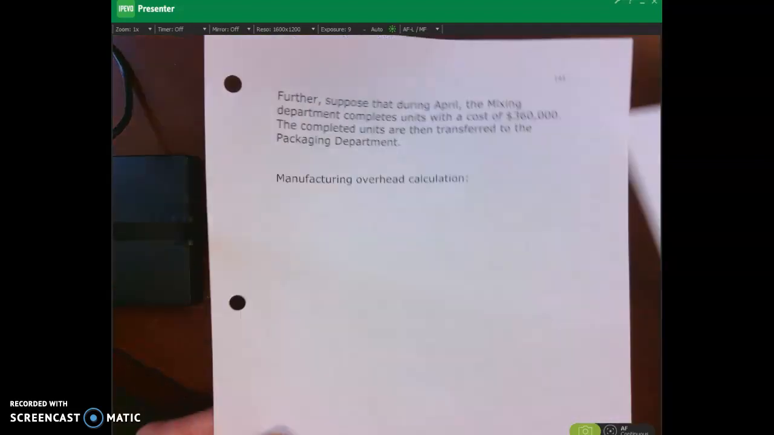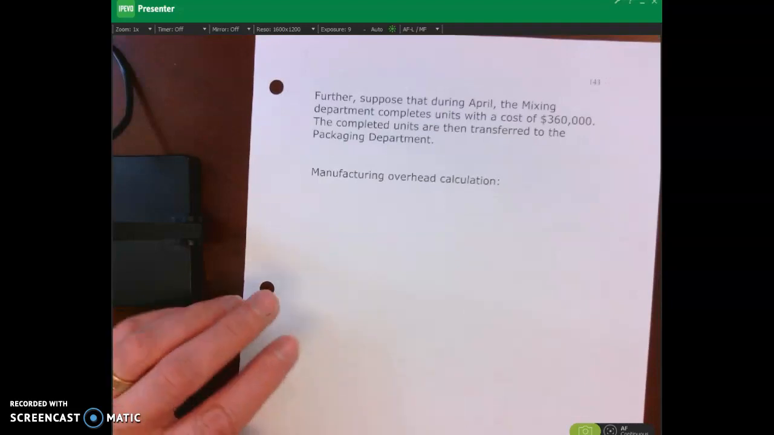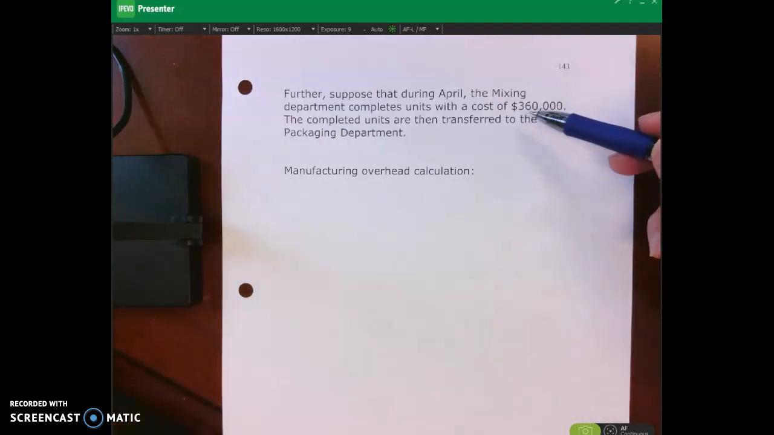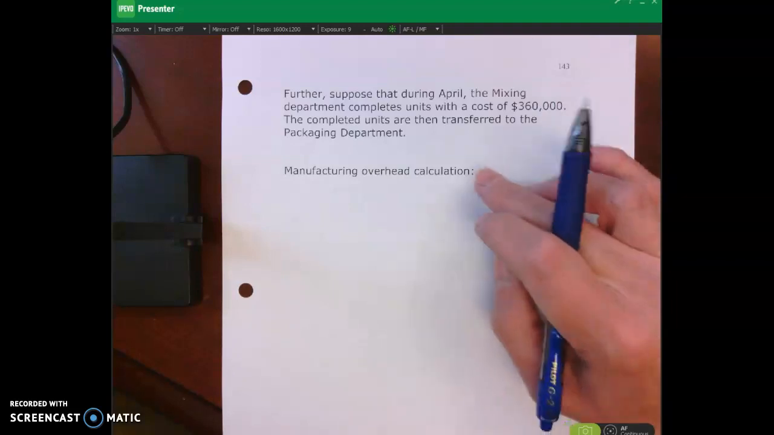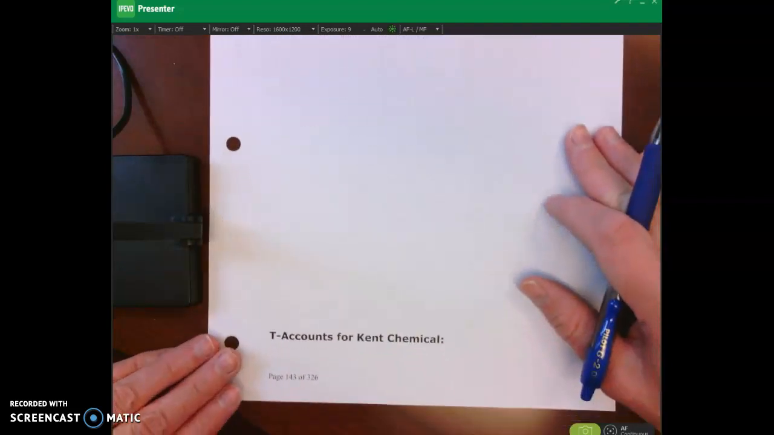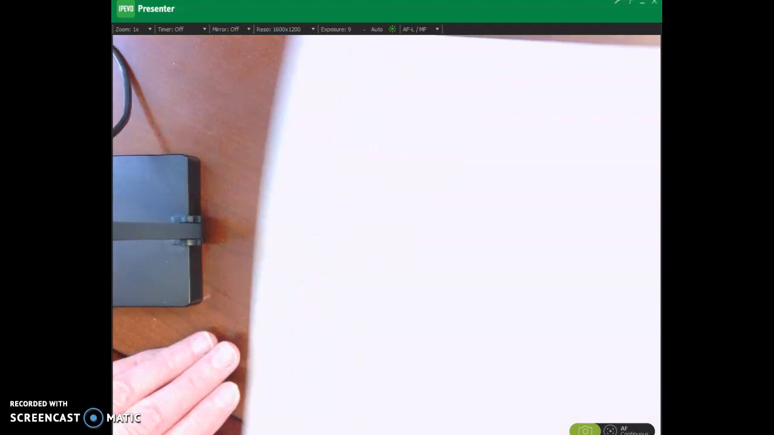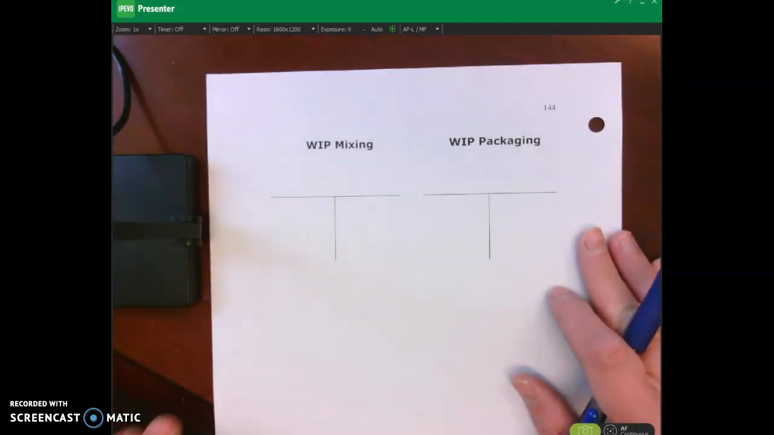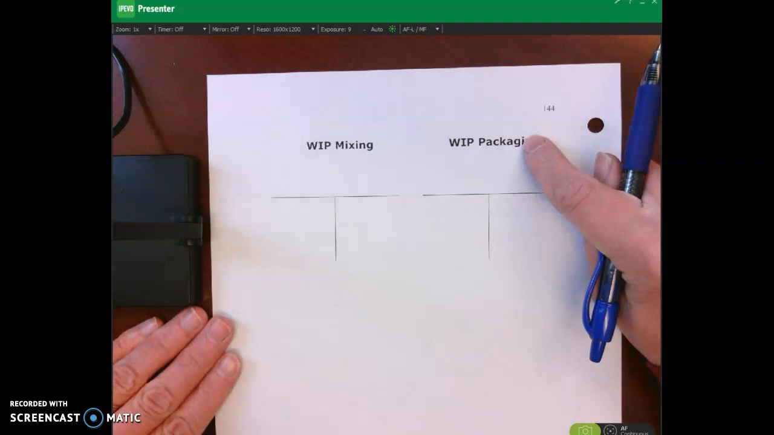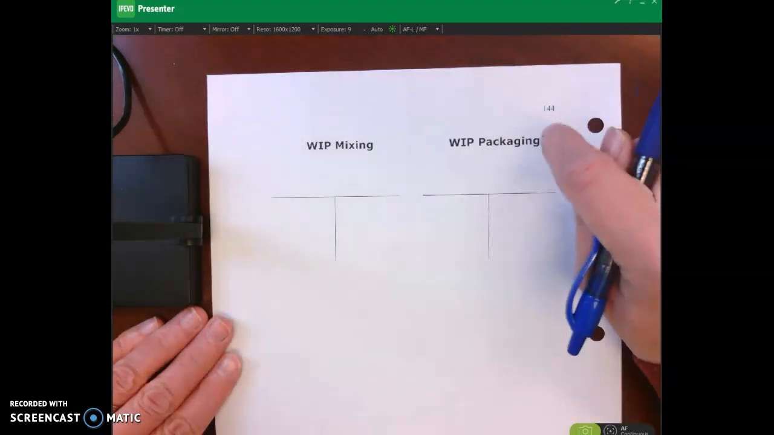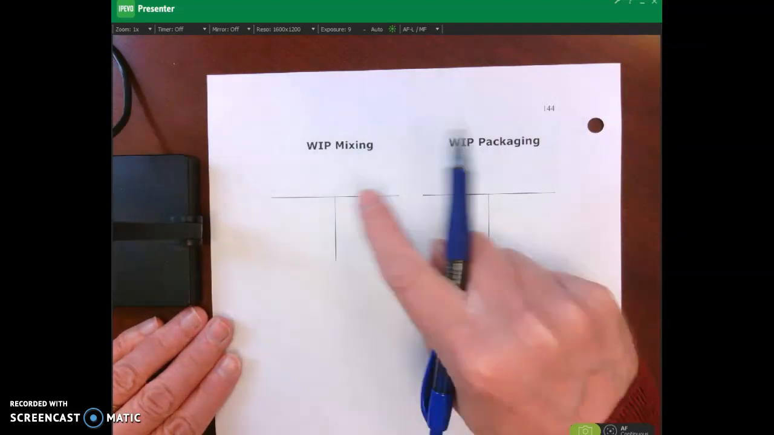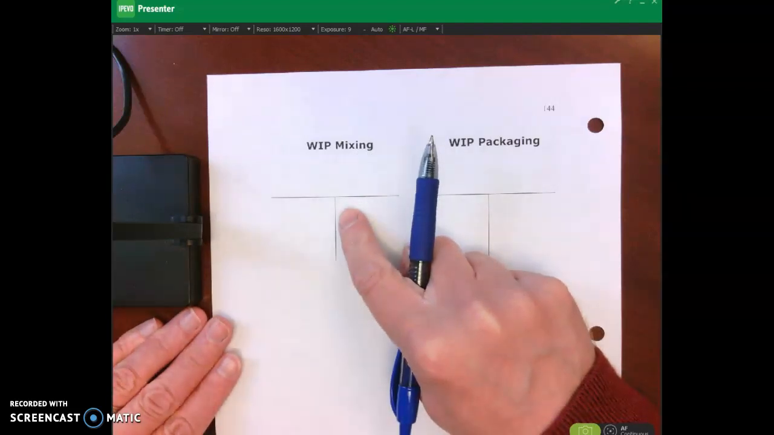Okay? So continuing on to the next page, we say further suppose that during April, the mixing department completes units with a cost of $360,000, and then of course those are transferred to the packaging department. So we already went over our overhead, I just did that on the separate page. So now I'm going to look at our T accounts on the next page. We have our T account for WIP mixing, and then our T account for WIP packaging. Remember, WIP accounts are current assets. These are inventories. So that means we increase our current assets with a debit, which is on the left side. We decrease it with a credit, which is on the right side of the T account.